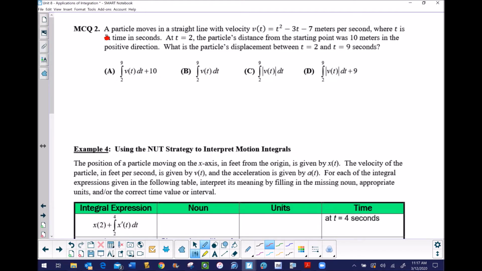So we would like to give you a moment to think about it. Don't type anything just yet, that way people can still think about it a little bit. Is this choice A, B, C, or D? The particle's displacement between time 2 and 9. And let's go ahead and open up the chat for you to fill in what answer you think it is, A, B, C, or D.